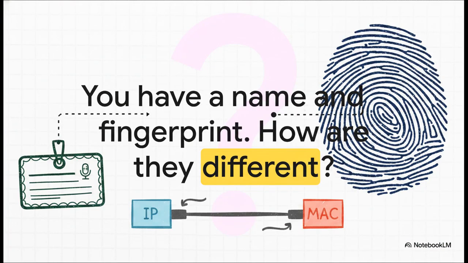Let's think about it like this for a second. You have a name, right? It's what people call you. But you also have a fingerprint, which is completely unique to you and can never change. Your name could change, people might call you by a nickname, but that fingerprint, that's physically part of who you are. Well, it's the exact same deal for devices on a network.